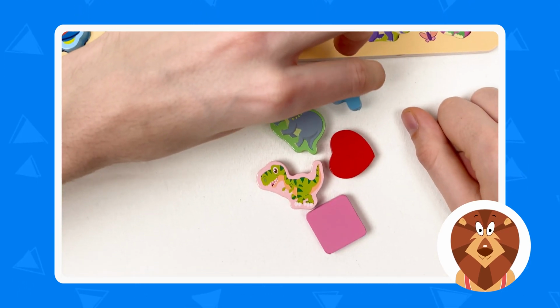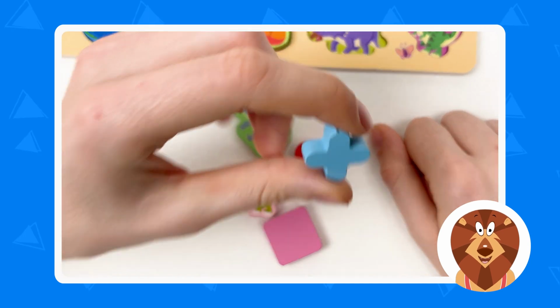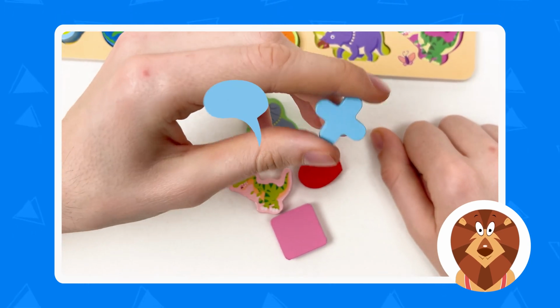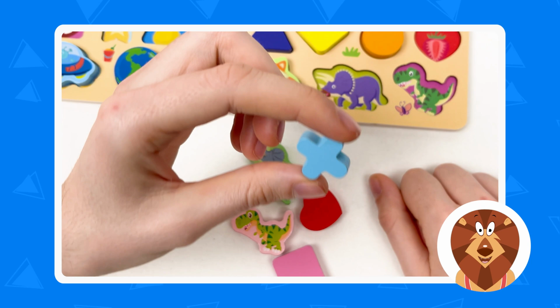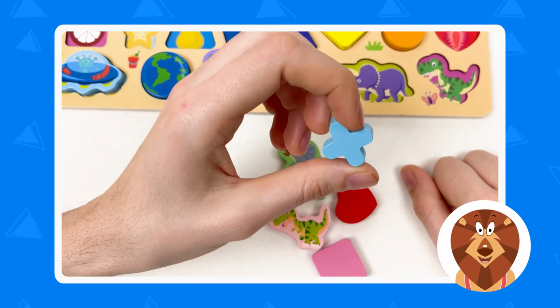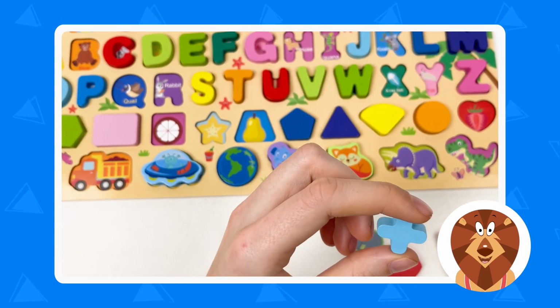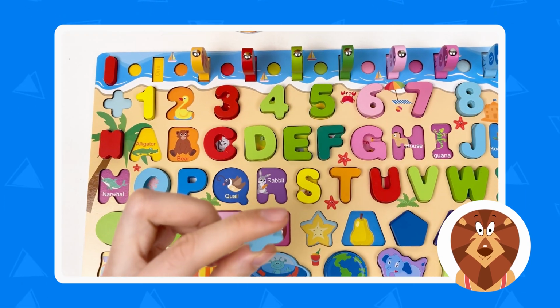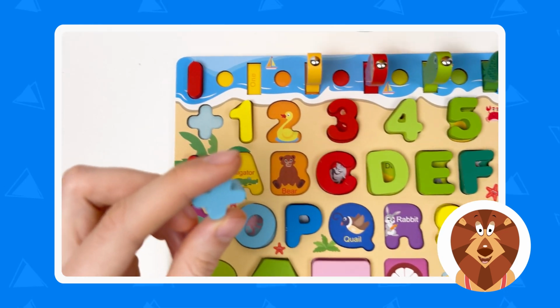And let's go with this. This is called the plus sign, and it's used in math to add two numbers. All right? So we need to find this sign where we can place it. And you can see it's really small.